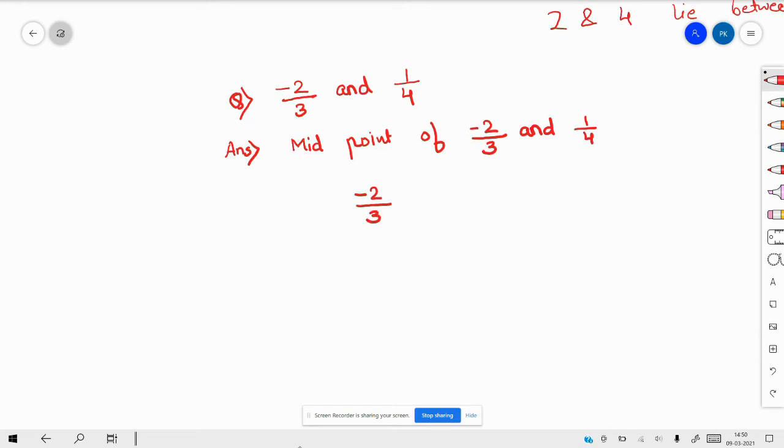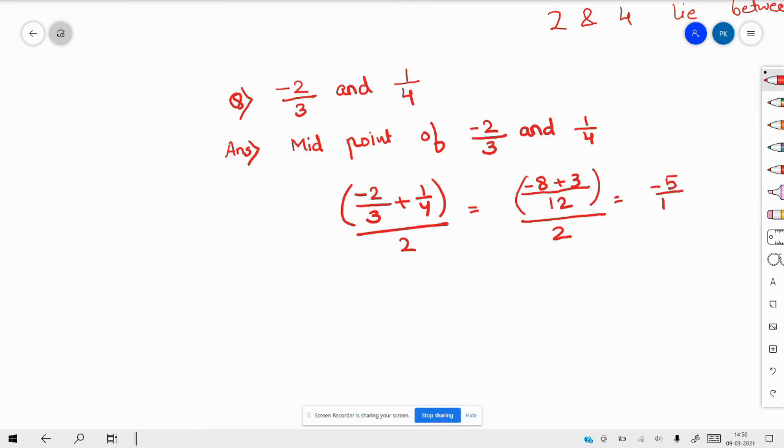The midpoint of -2 by 3 and 1 by 4 will be -2 by 3 plus 1 by 4 divided by 2. First we need to find the LCM of 4 and 3, that will be 12. Here it will be -8 plus 3 by 12, divided by 2. Now again we go on, -5 by 12 into 1 by 2. So the first number is -5 by 24. This can be one way of doing it: you find the midpoint and you get one number which lies between the two rational numbers.